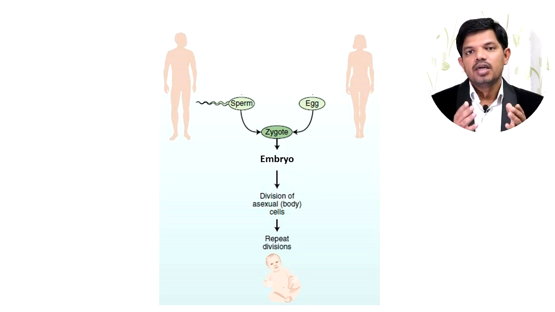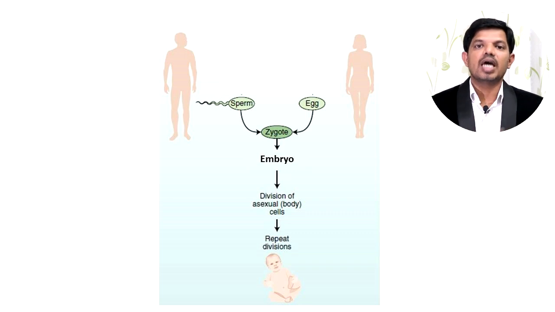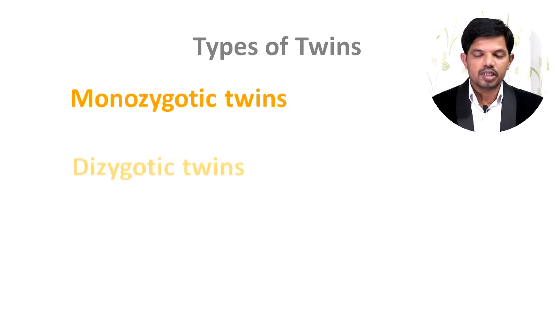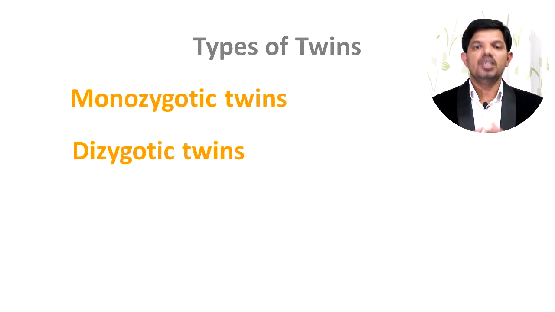Obviously, a single embryo is formed from this zygote, and that embryo undergoes development. After complete development, that embryo will take birth. Normally this process occurs, but in the case of twins the process is a little bit different. Now we will see one by one what happens during the formation of twins. So we will see the types of twins. What you are observing on the screen are the different types of twins we observe in a natural way. The first one is monozygotic twins.